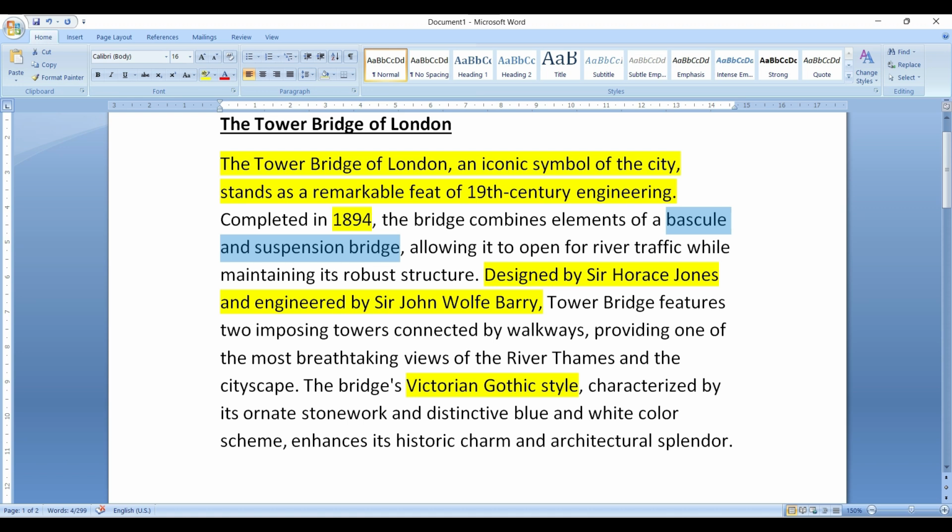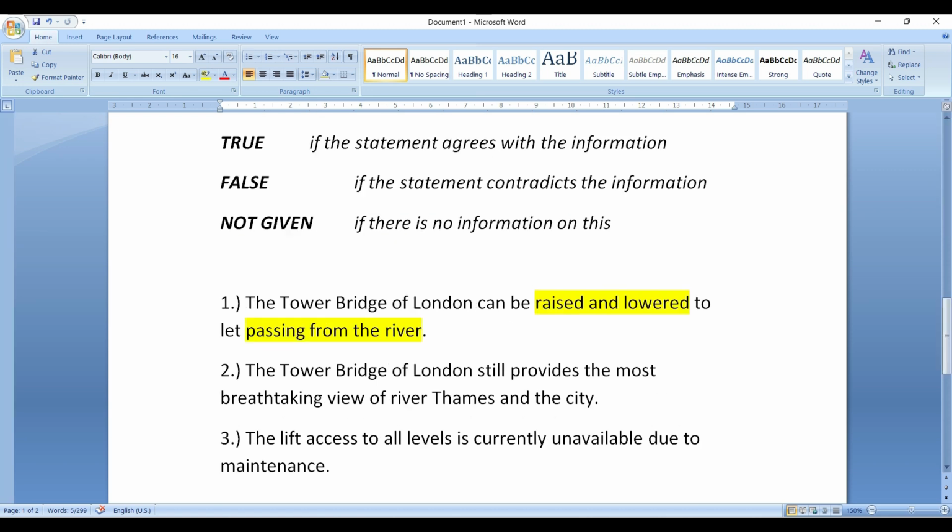I'm impressed. But if you don't know, you can still make it from the context, because have a look at what it says afterwards, allowing it in this way to open for river traffic. So have a look at the paraphrasing here. A bascule and suspension bridge actually means that to be able to open and close in order to allow boats to pass through. So here we have raised and lowered instead of bascule and suspension bridge, to let ships pass through the river. This was in the text, river traffic. This is the paraphrasing, but it's obvious that this is a true statement, isn't it?